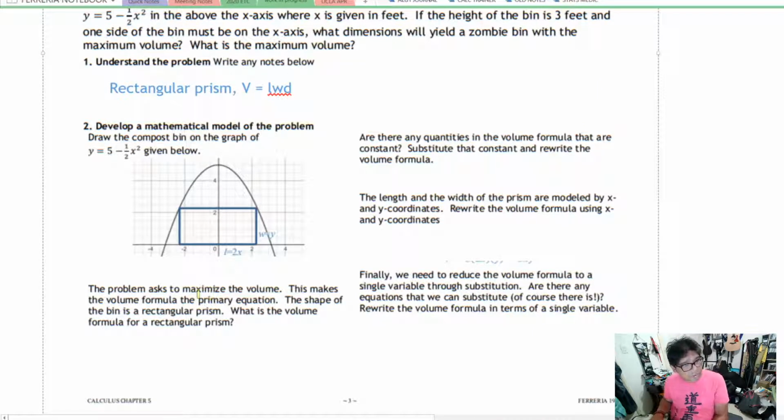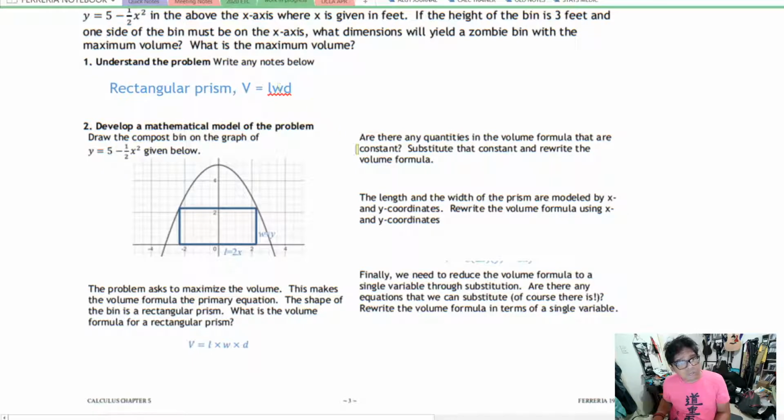So the problem asks to maximize the volume. So it makes sense to make the volume formula our primary equation. Your primary equation is the thing that you want to minimize or maximize. So the shape of the bin is a rectangular prism. What is the formula for the volume of a rectangular prism? Of course, it's just length times width multiplied by depth. Are there any quantities in the volume formula that are constant? Actually, we know that the depth is constant.